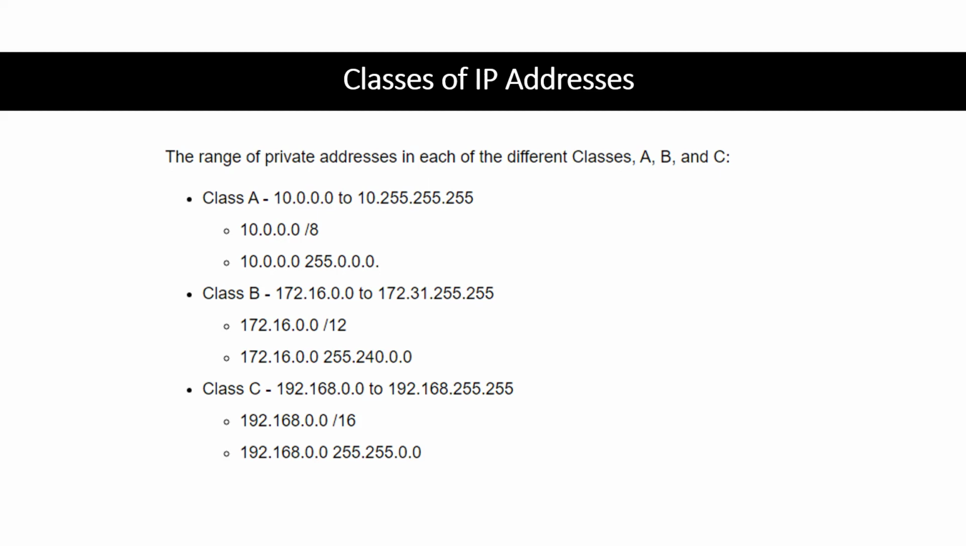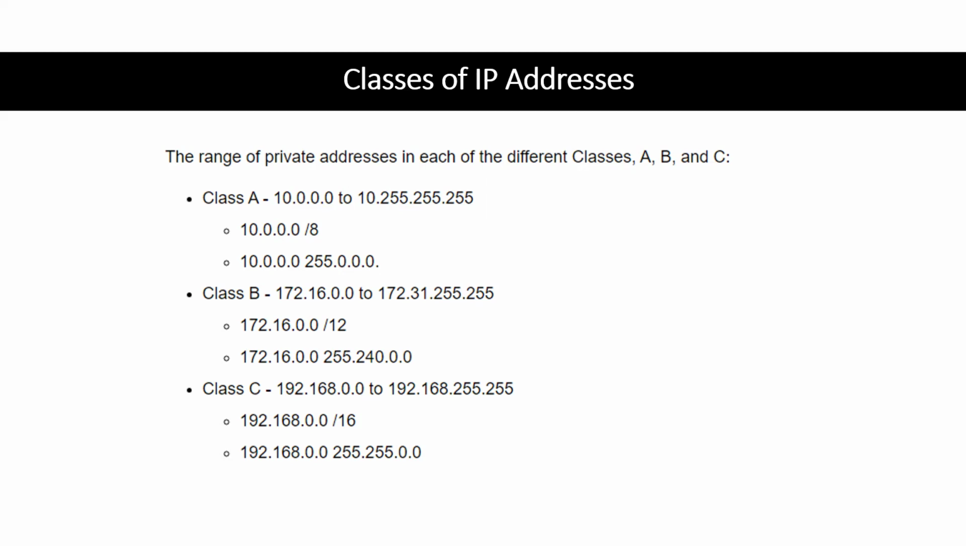So it's 10.0.0.0 to 10.255.255.255. It's a /8, so the first octet is going to be the same until it's exhausted. Class B has a CIDR notation of /12. That IP address scheme is from 172.16.0.0 to 172.31.255.255. As you can see, the subnet mask changed, so it's 255.240.